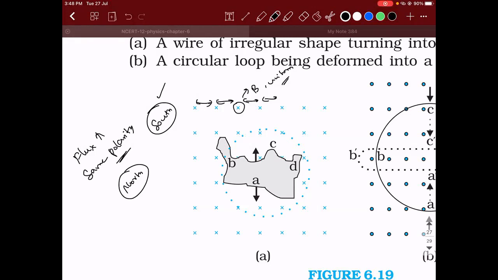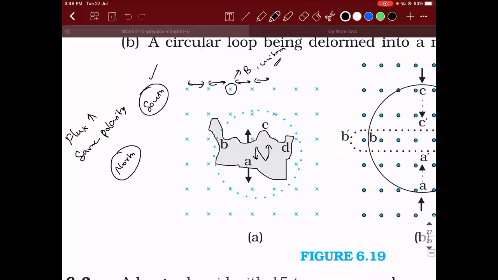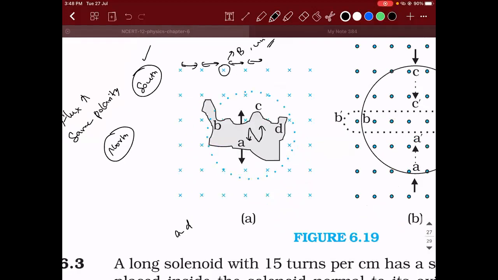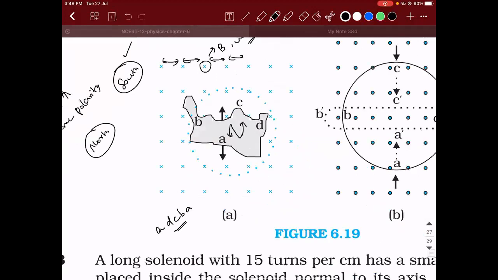You are acting like north pole, sir. North pole. So current should be in the anti-clockwise direction. That's right. Anti-clockwise. Now, what should be the direction? Can you tell me? ADCBA. That's right.